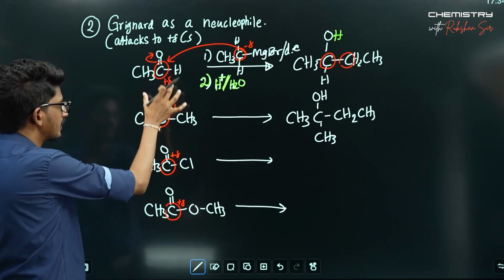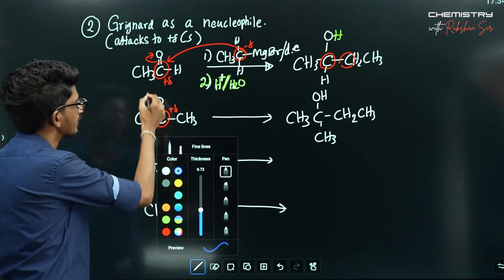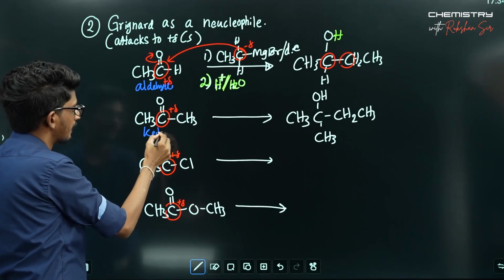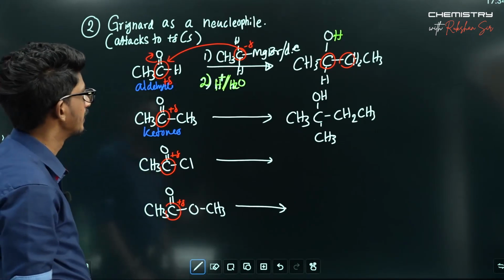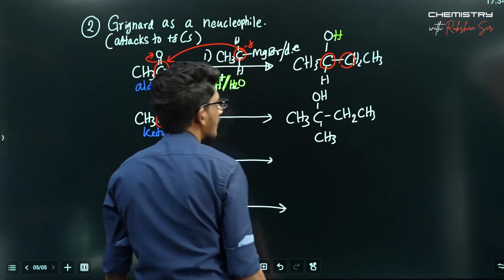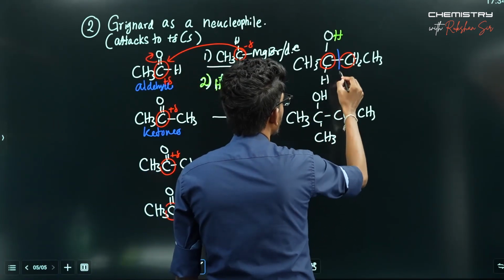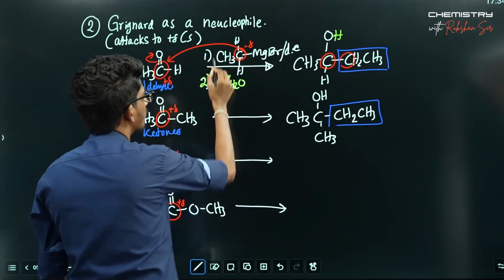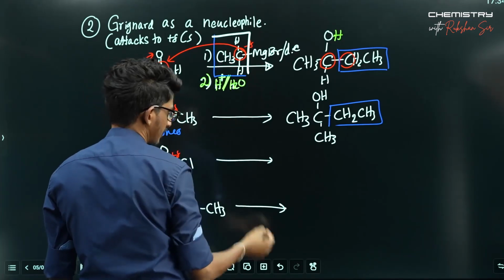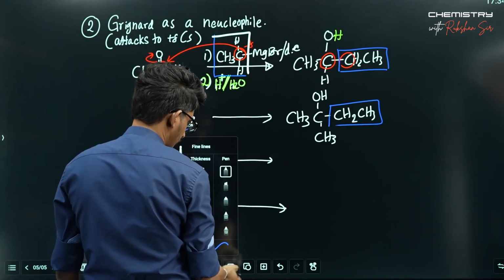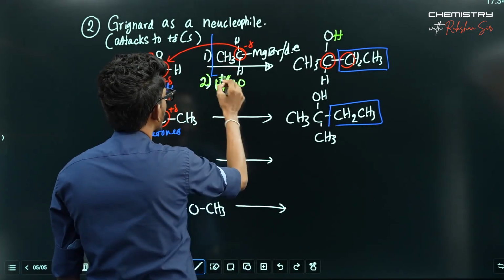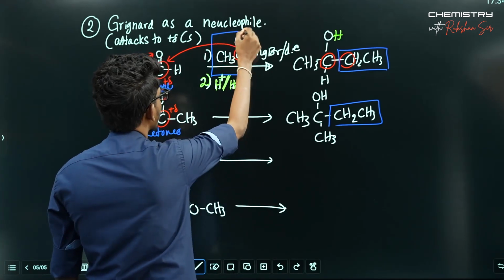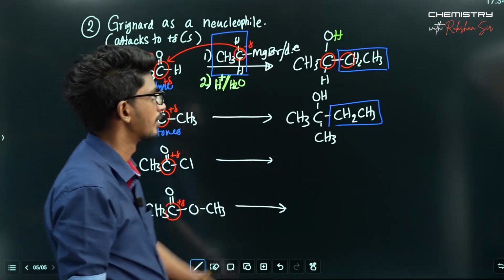So basically, when it comes to aldehydes and ketones, you will produce alcohols with one group from the Grignard, one alkyl group coming from the Grignard's alkyl section.